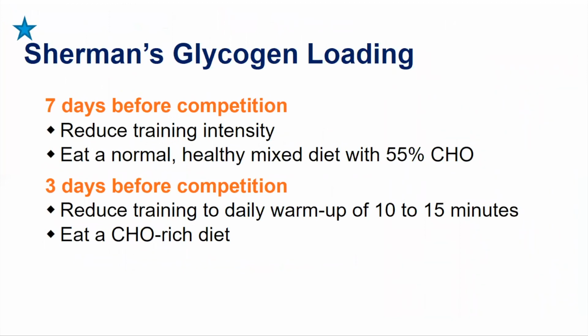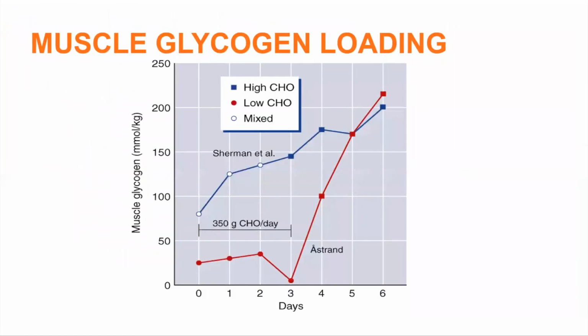Sherman's glycogen loading is a little bit different from Astrand's, and it states that you do not have to deplete your glycogen through all-out exercise. What Sherman's model says is that you could slowly increase the amount of carbohydrates you ingest and taper off your exercise regimen. And then by day 5 or 6, you would have the same amount of carbohydrates stored as muscle glycogen in your body.